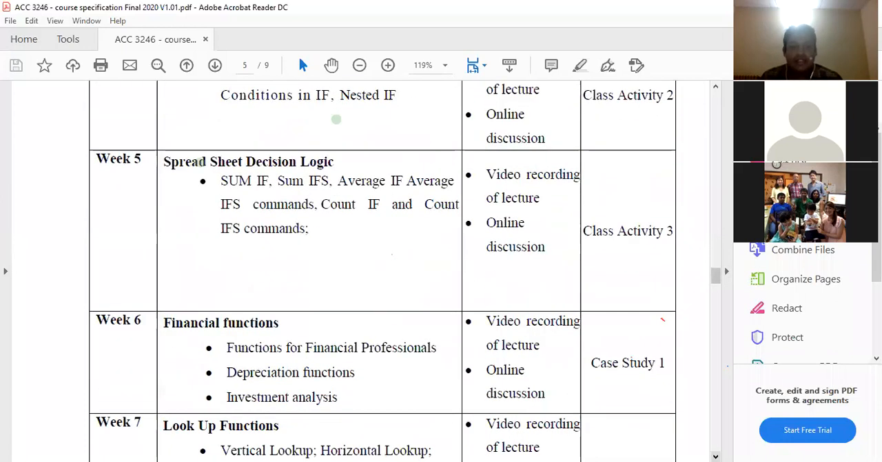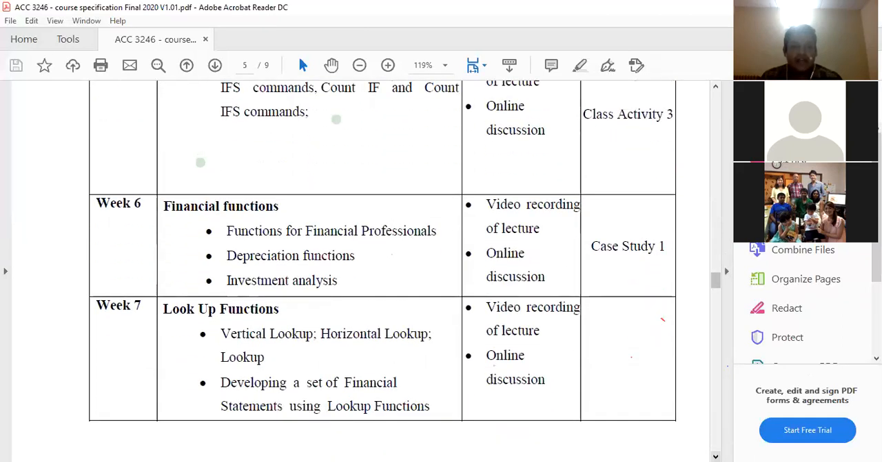Then we are moving on to week 6. It's about the financial functions. Again, something that you have learned prior, especially in your financial management and accounting courses. But here, you are going to use it in a computerized environment. Especially the loan amortization schedules, the depreciation functions, the different depreciation methods, and the investment appraisal, IRR, NPV, those applications will be discussed in week 6.